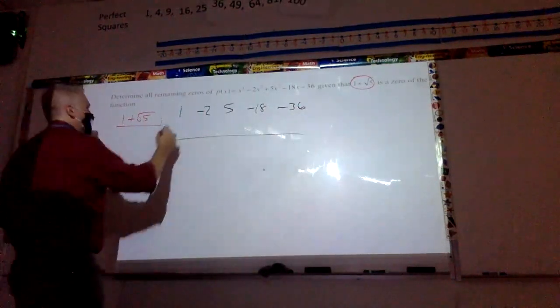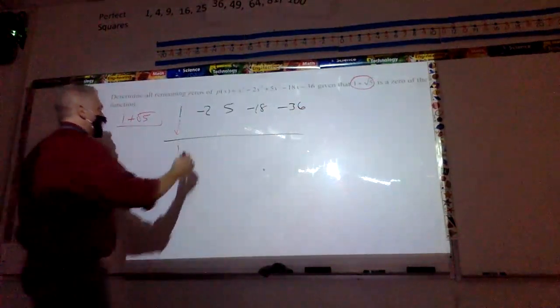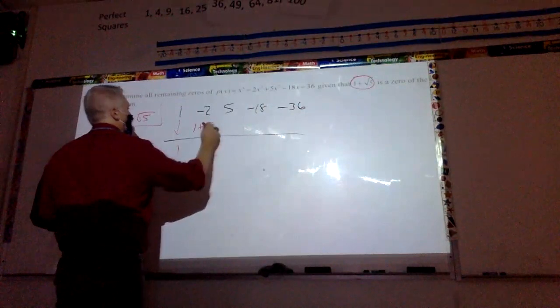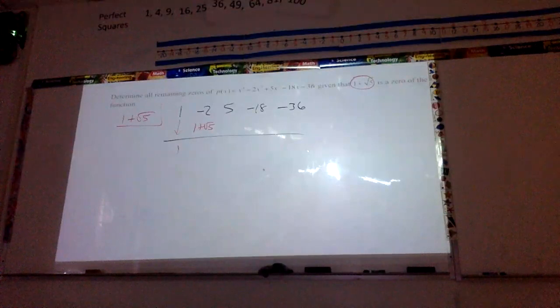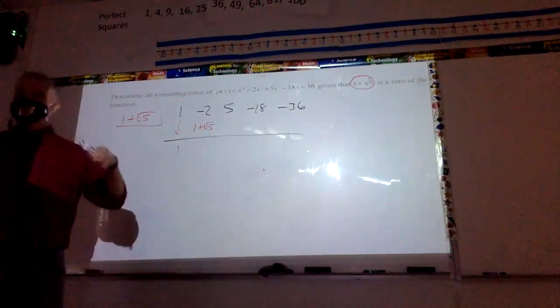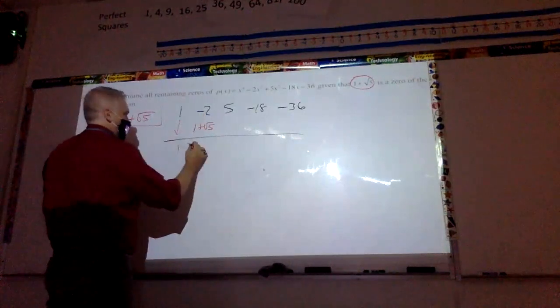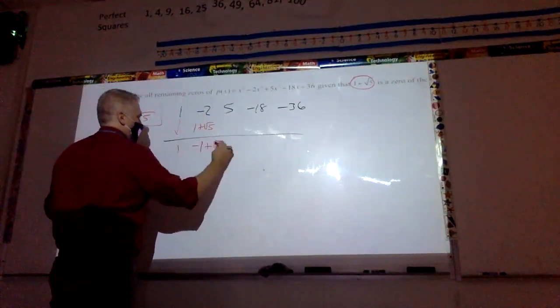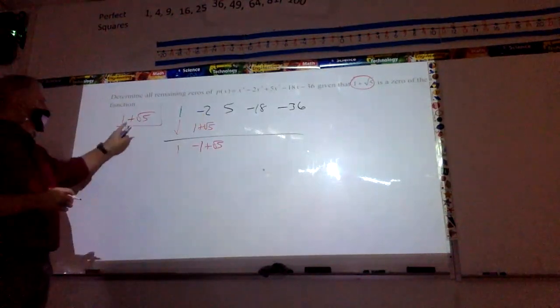Okay. Bring your 1 down. 1 plus root 5 times 1 is nice. Okay. Adding. When you add terms, you can only add like terms. So what is negative 2 plus 1 plus root 5? Negative 1 plus. Yeah, all I can do is take the negative 2 and the 1 and add them. So that's going to be negative 1 plus root 5. Right? Don't get hung up on that. Now we multiply.